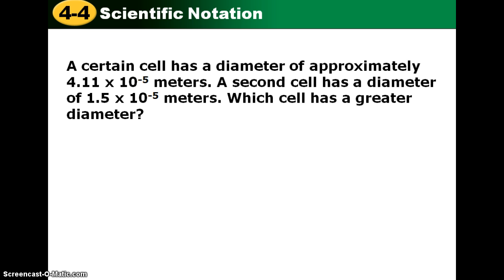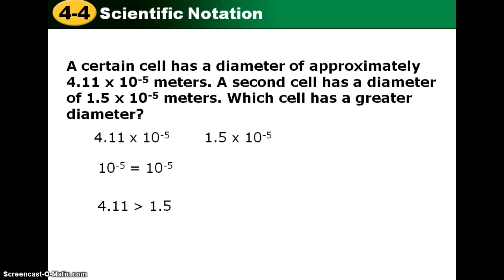A certain cell has a diameter of approximately 4.11 times 10 to the negative fifth meters. A second cell has a diameter of 1.5 times 10 to the negative 5 meters. Which cell has a greater diameter? Here's our two values. Both will be smaller decimals because of the negative exponent. But because they're both 10 to the negative fifth, we're going to end up moving the decimal the same amount of places. So we can really just compare the numbers that we already have. And 4.11 is greater than 1.5.